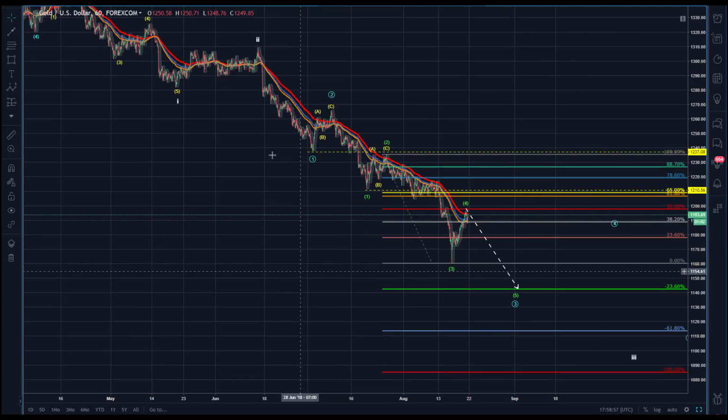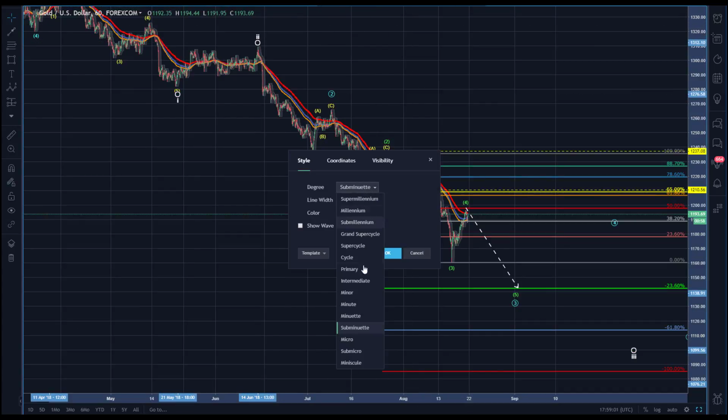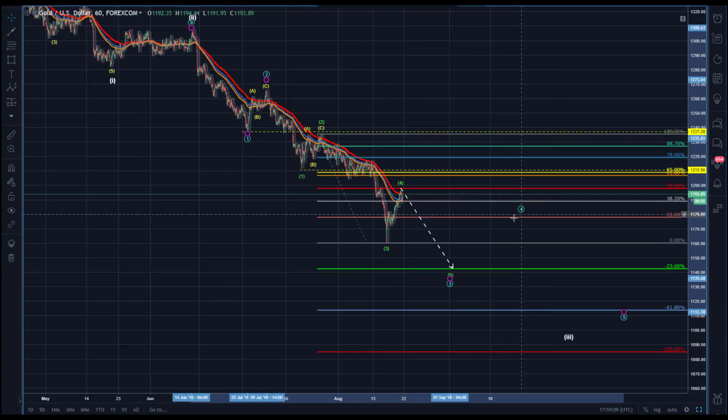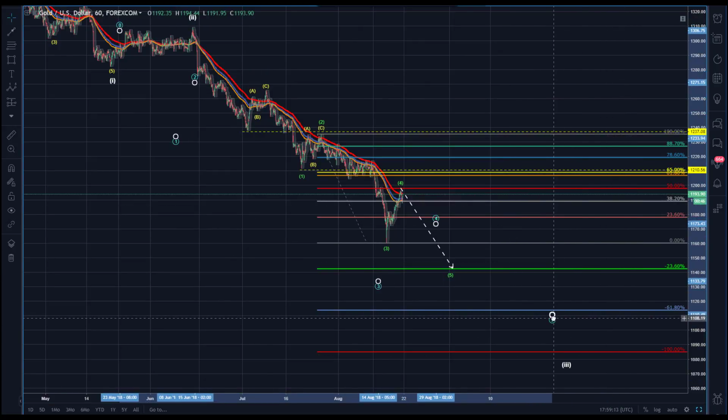So let's take this up a degree so I don't lose place of where I am. Let's go up to minuet. Okay, so coming down here, 1, 2, I'm not done until I get the 5th here of this. So all this coming down here. Ah, shit.